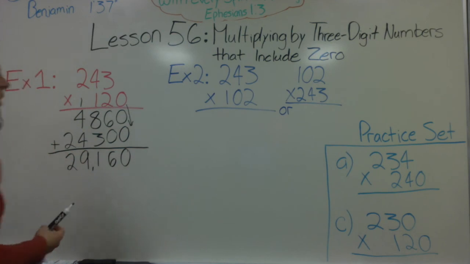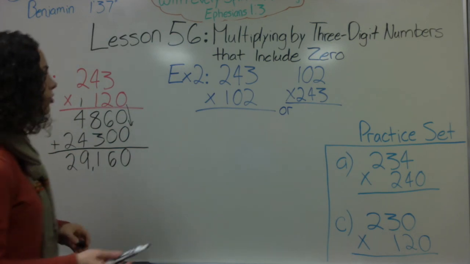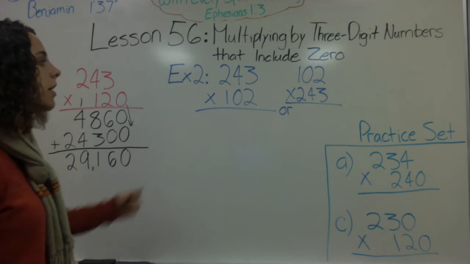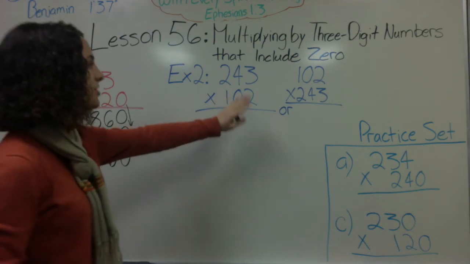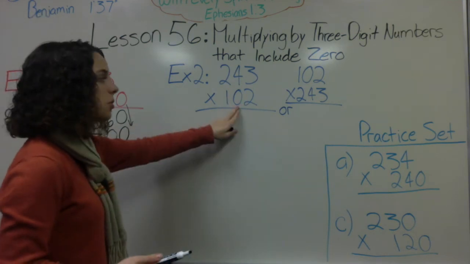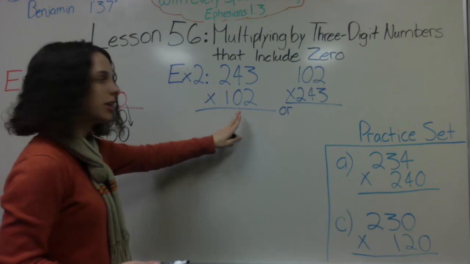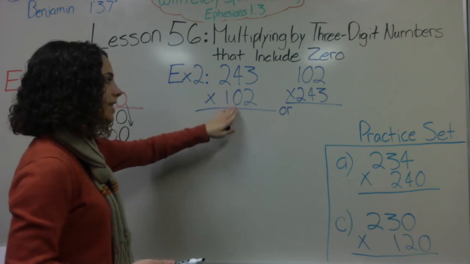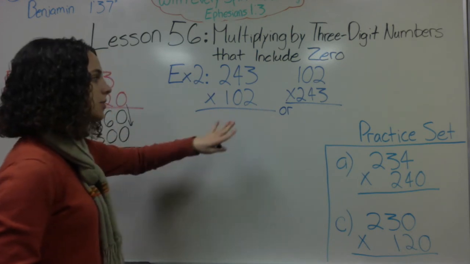All right, now for example 2, we have 243 times 102. Now we have a 0 in the middle, so we're not able to hang it off to the side. We have to keep it there. So this is how we're going to look.